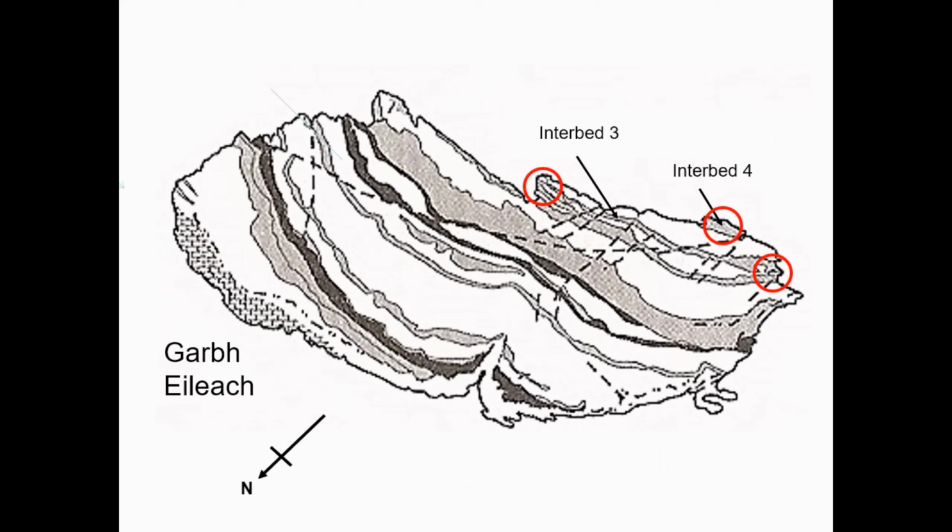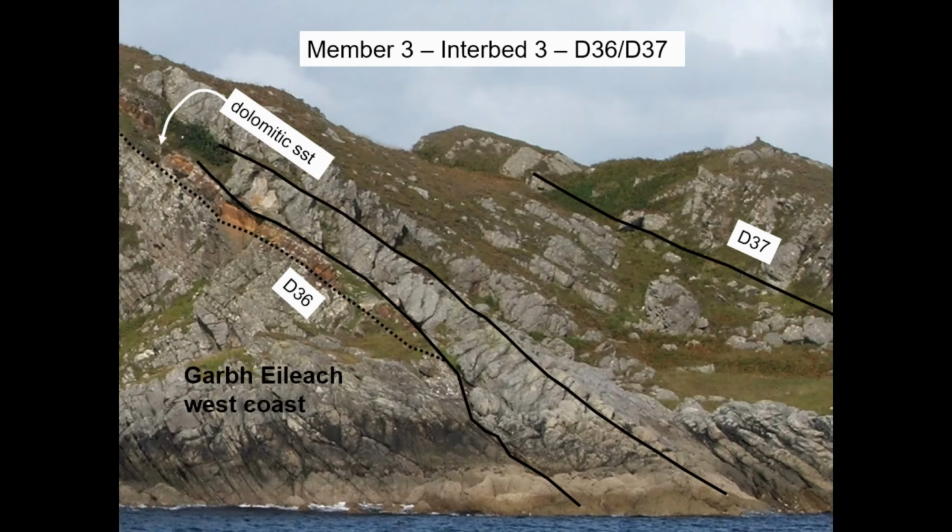Moving on again, interbeds 3 and 4 shown here. Again, a similar place to the previous one. Interbed 4, there's just one section right on the tip of the island. So this is the west coast, interbed 3.